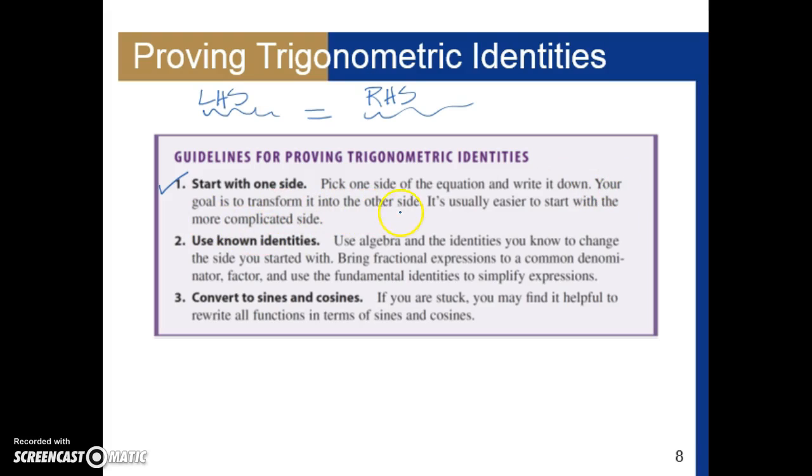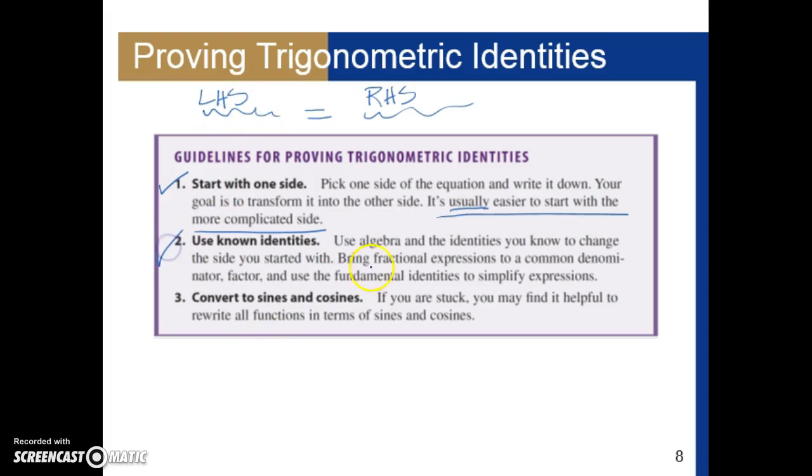Your goal is to transform it so that it looks like the other side. And it's usually easier to start with a more complicated side. And you'll see what we're talking about when we actually do an example. So look at which one of these on each side of the equal sign is more complicated, and usually you want to start by working on that side and leaving the other side alone, not changing it.